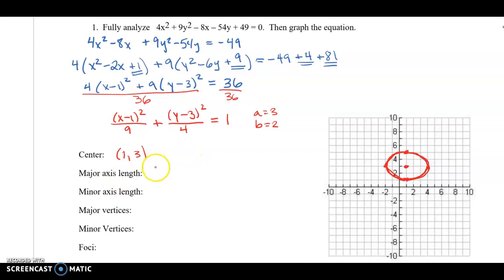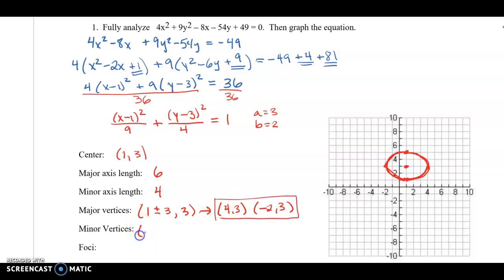All right, major axis length, double the a, 6. Minor axis length, double the b, 4. Where are the vertices? I'll do it like last time, where I've got my coordinate (1, 3), and then plus or minus the a value of 3. So that would be (4, 3) and (negative 2, 3). Okay, so there's my major vertices. My minor vertices are (1, 3), plus or minus the b value of 2. And so that's (1, 5) and (1, 1).